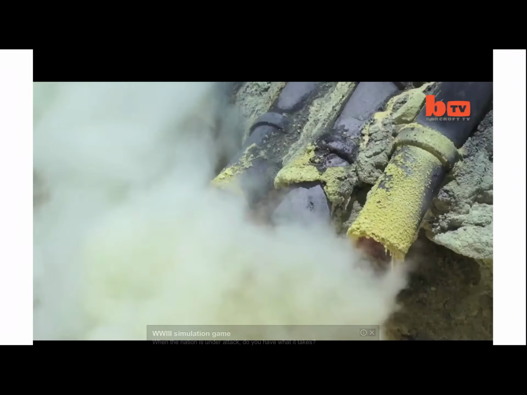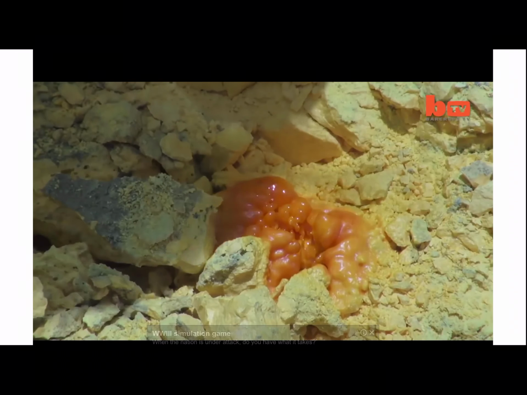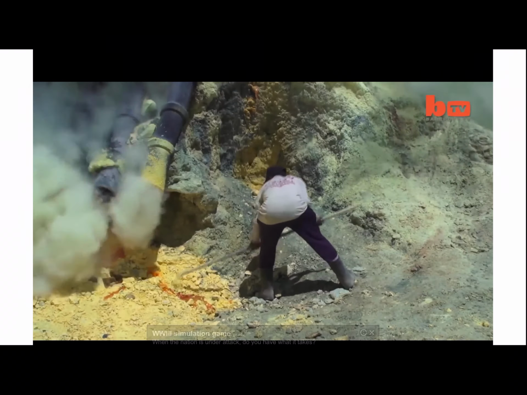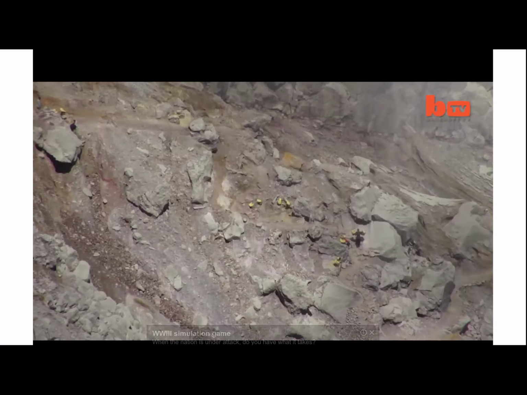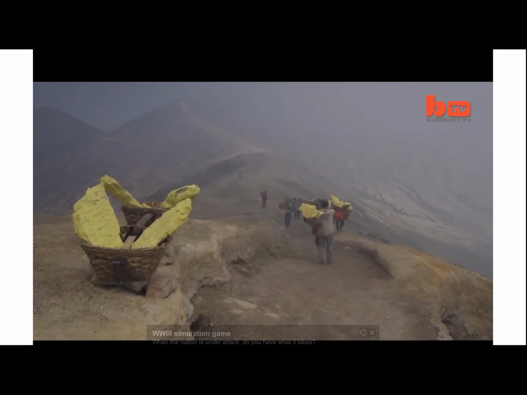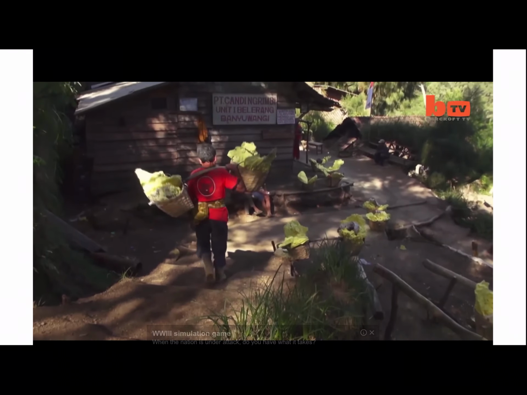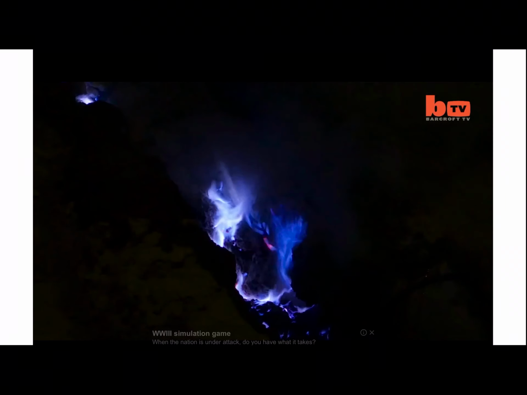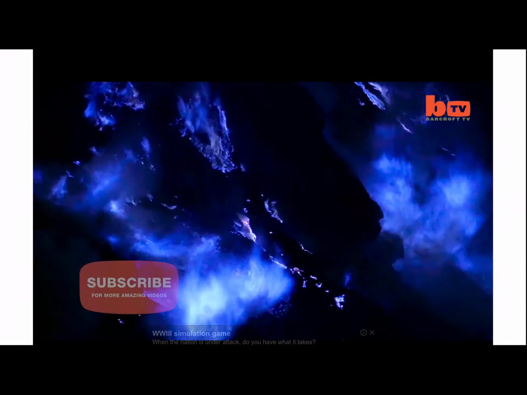Ceramic pipes have been installed on the active vents to route the sulfur gases down the slope so they cool and condense. The liquid sulfur then drips and solidifies, after which it can be broken up and collected. Then the sulfur is carried up the steep wall of the crater, followed by a 3-kilometer walk to the loading station. Despite the dangers, the naturally occurring blue flames and the turquoise acidic lake in the volcano's crater have become tourist attractions.